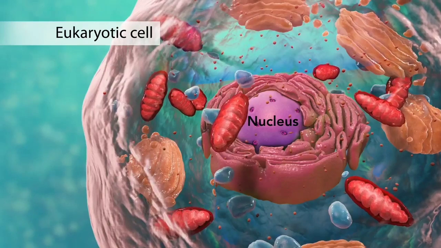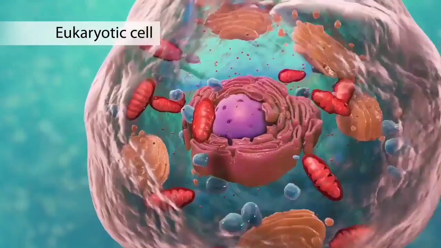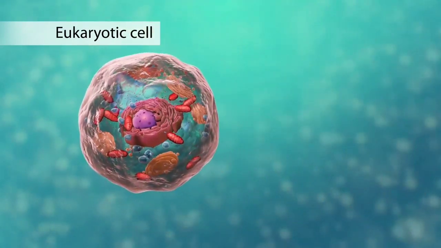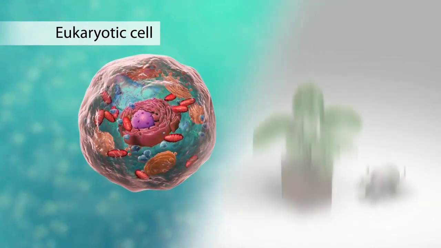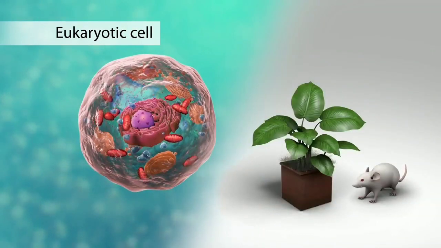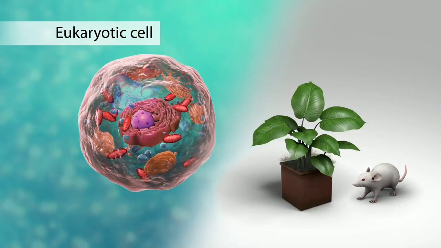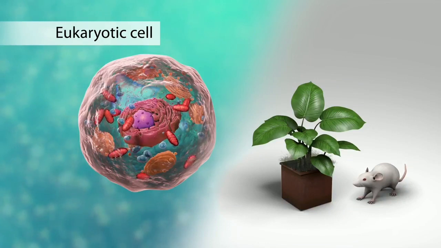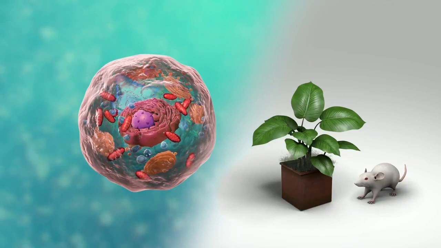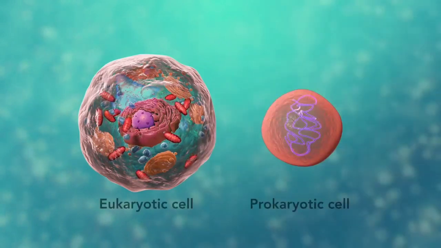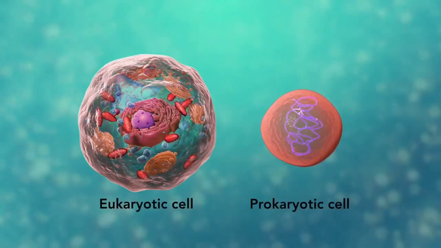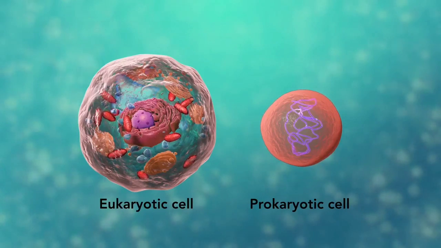So there are two kinds of cells, prokaryotic cells and eukaryotic cells. In prokaryotic cells, the nuclear membrane will be absent, and in the case of eukaryotic cells, the nuclear membrane will be present. And also in prokaryotic cells, most of the cytoplasmic organelles will be absent, and they will be present in eukaryotic cells. So this is about the nucleus.